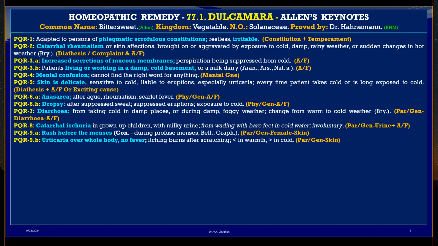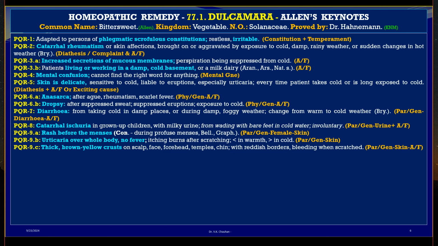PQR 9B is again related to skin: urticaria over the whole body, no fever, itching, burns after scratching, worse in warmth, better in cold. Again, the exciting cause we have, a particular general, we have skin urticaria, and very important is that there is better by cold and worse by warmth.